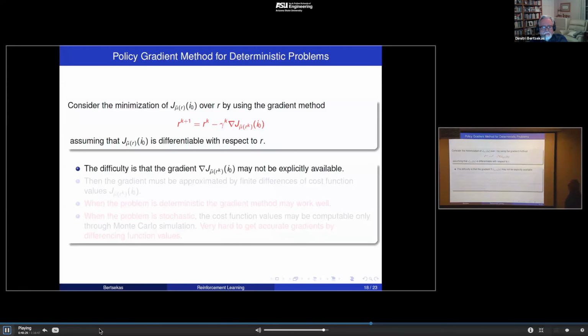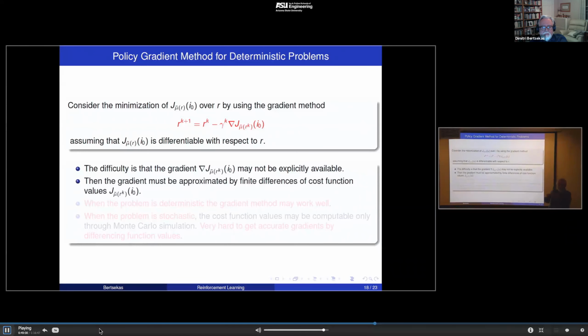Now, the main difficulty with this approach is that this gradient may not be explicitly available. To differentiate a dynamic programming infinite horizon discounted cost with respect to a parameter just cannot be done. It's very difficult. So you cannot write down a formula for this gradient, and you cannot calculate it even in software exactly. The best you can do is approximate it by finite differences.